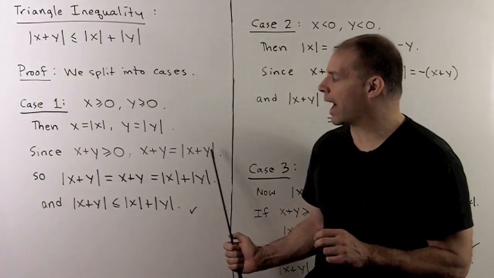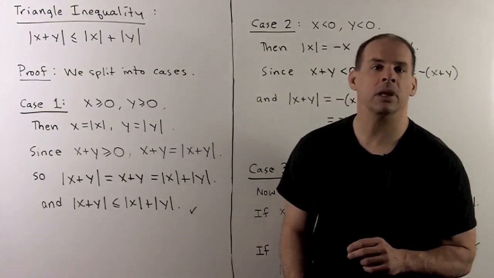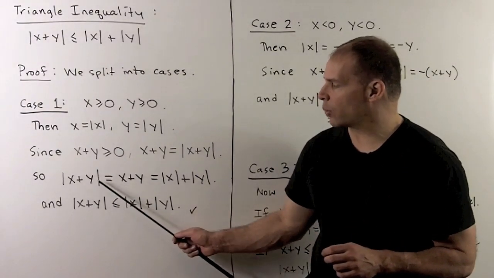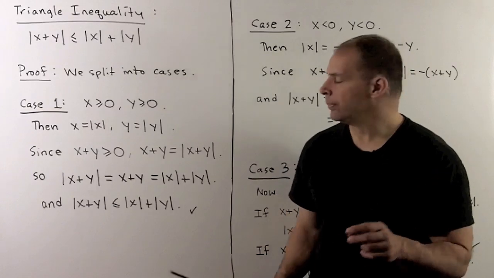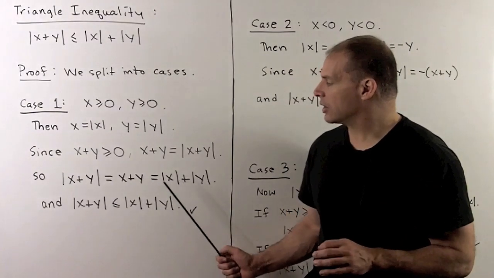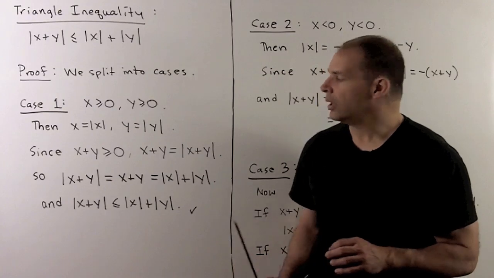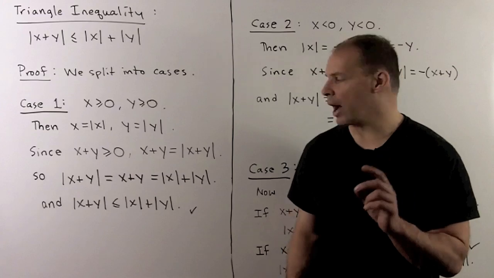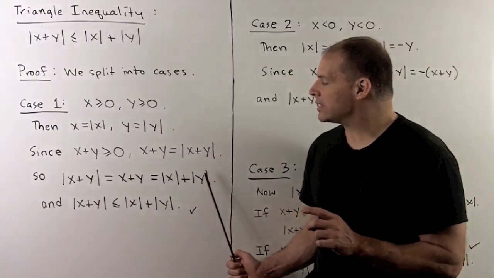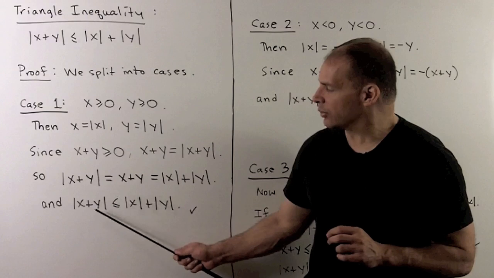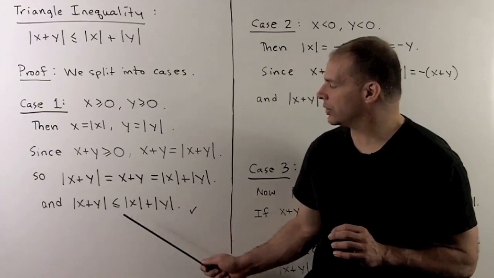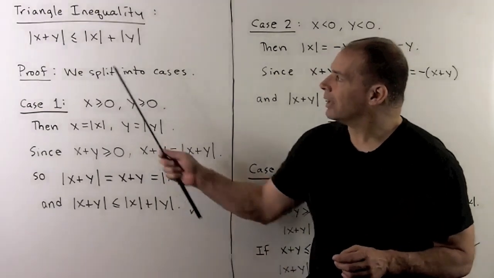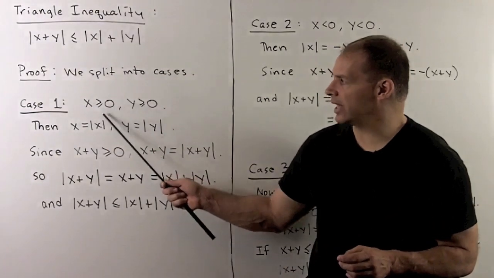So absolute value of x plus y equals x plus y. Now we just follow out the equalities. Absolute value of x plus y equals x plus y. x is equal to absolute value of x, y equals absolute value of y. So absolute value of x plus y equals absolute value of x plus absolute value of y. This implies the weaker statement that the absolute value of x plus y is less than or equal to absolute value of x plus the absolute value of y. So that gives us the triangle inequality in this case.